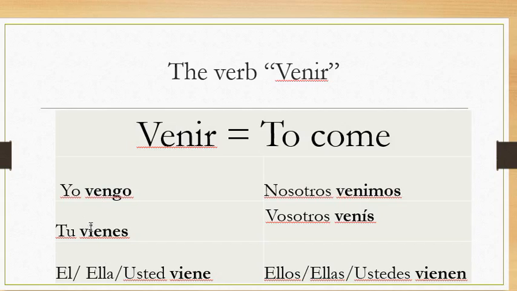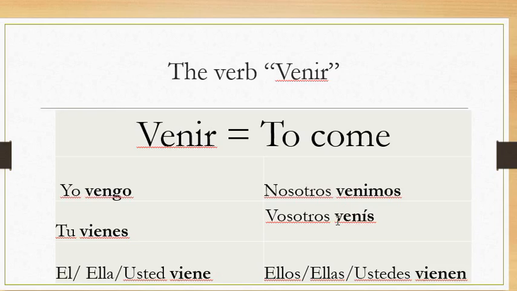The tú form has normal ending, but you slide an I into place before the first E. So you come is tú vienes. He or she or you formal is viene, also with an I before the E. In the nosotros form, you go back to the regular format. So no special changes necessary. You've got an IMOS ending, and it's nosotros venimos.